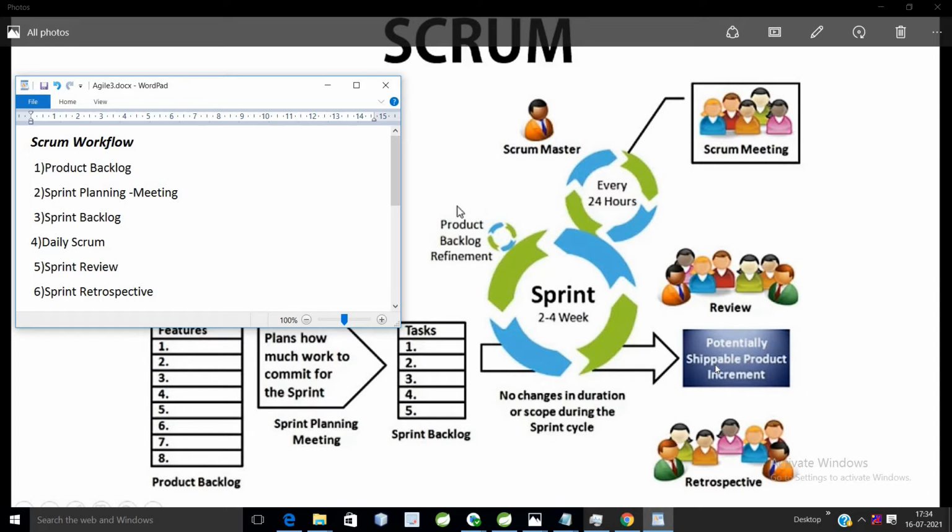After completion and delivery of the sprint, we should have a retrospective meeting. In that, we discuss what our impediments are, how to resolve them, and what things we need to take care of in our next iteration or next delivery. So this is the Scrum workflow.